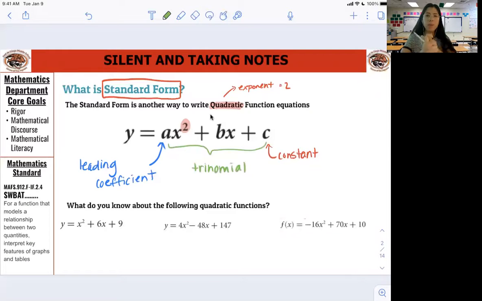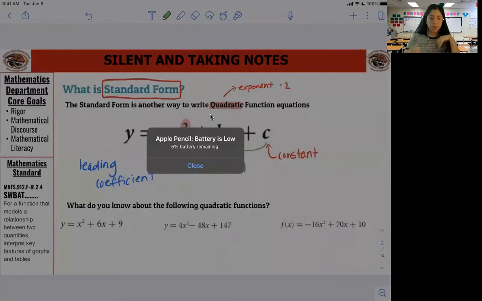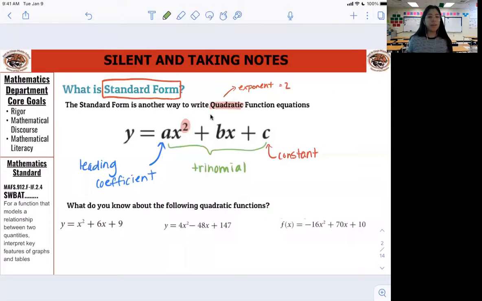So, some differences, right? There's no parentheses. There's 2 different x's. So those things are different, but there's also some similarities. We have a leading coefficient of A, so that's the same. And the exponent is still a 2. So what we're going to talk about now is how to read this equation and make it make sense, basically.